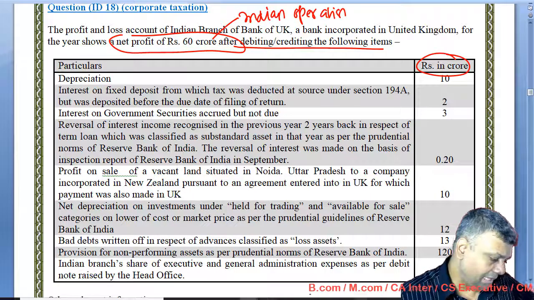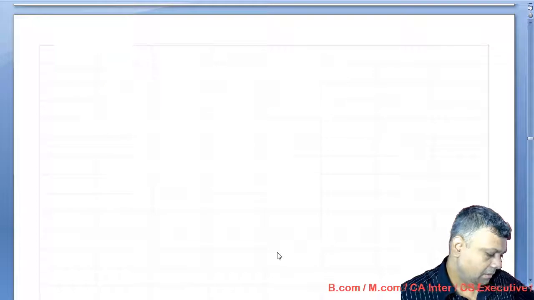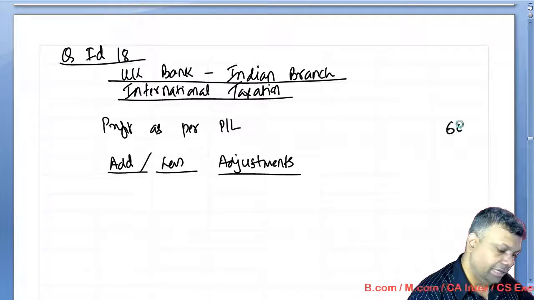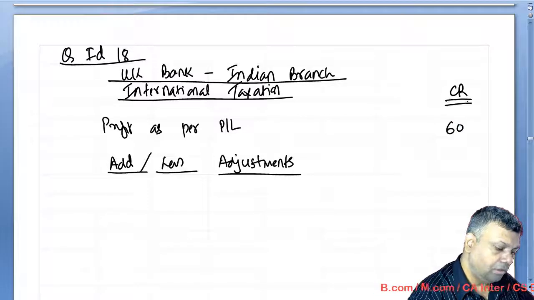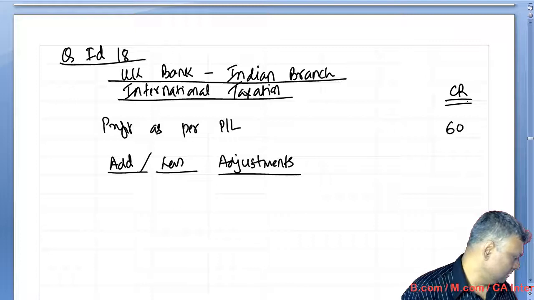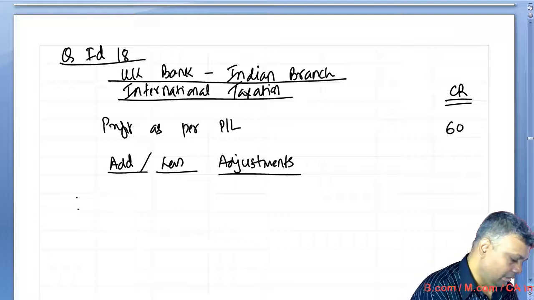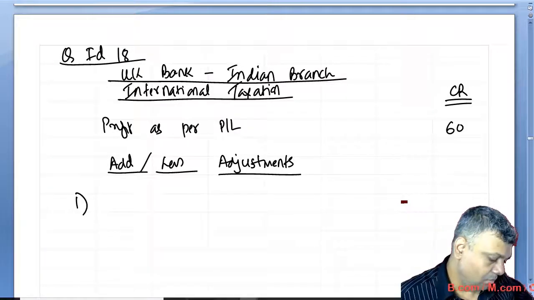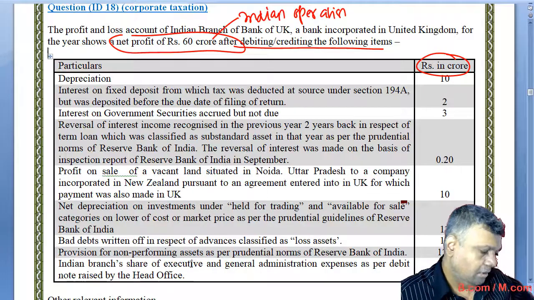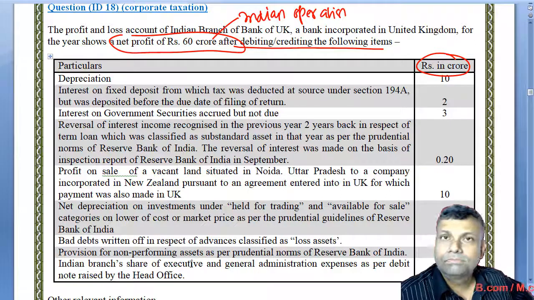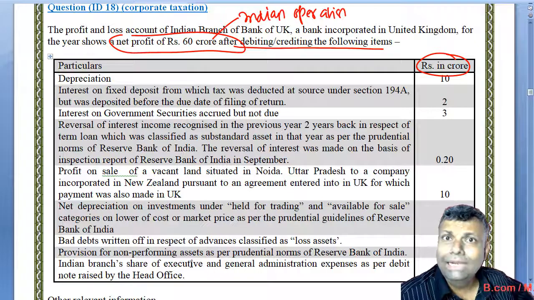So I can just open up my answer. One second. How should I go ahead? Profit as per P&L is 60 crores. So I'll write here 60. All rupees are in crores, so I'm giving the title crores. Then all the adjustments. Okay. So adjustment number 1. Let's go ahead and proceed and do the depreciation. Okay. So what do you do with the depreciation normally? Book depreciation add and the income tax depreciation less.